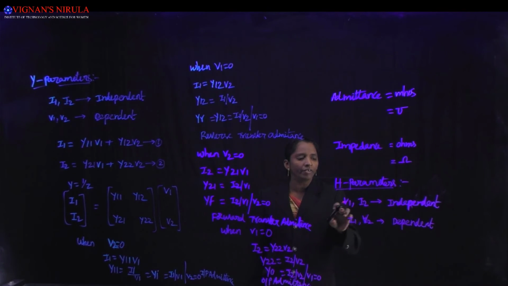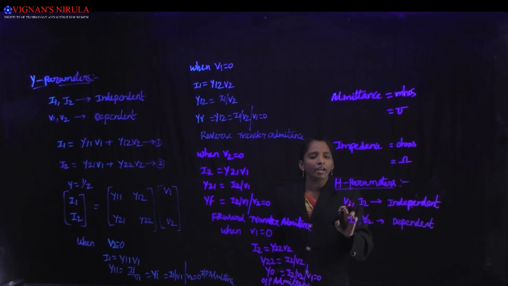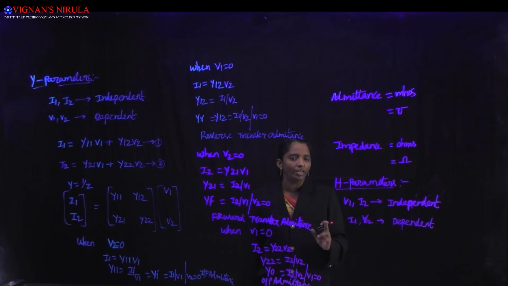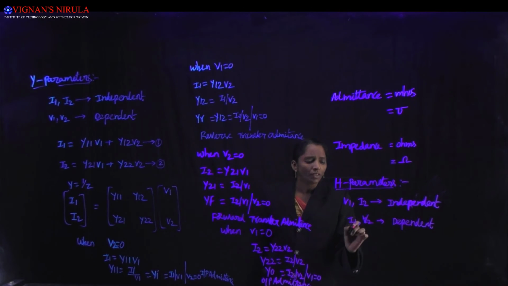If you see the independent parameters, here both the input port and output port are mixed. V1 is at the input port, I2 is at the output port. If you see the dependent parameters, here also voltage and current are there. Current is at port 1, and voltage is at port 2. So we have different variables. That's why we are saying H parameters. H means hybrid parameters. Okay? Do you have any doubt? Now we are going to write the equations for H parameters.